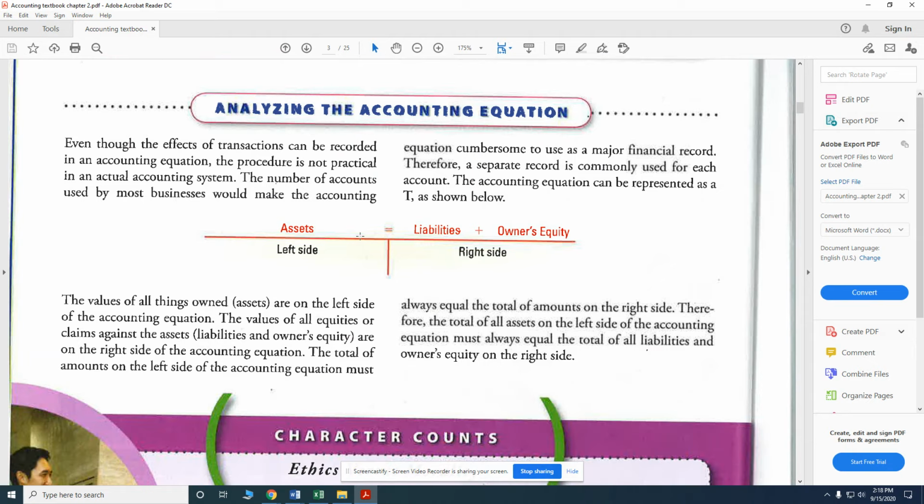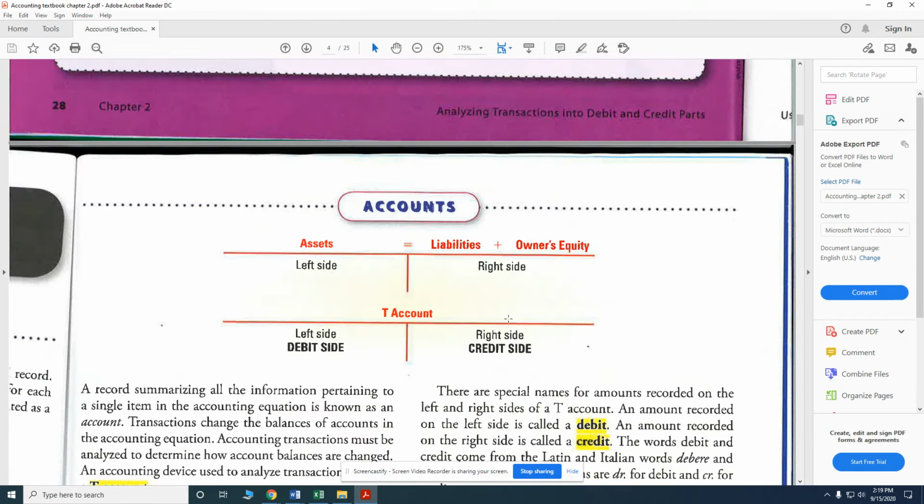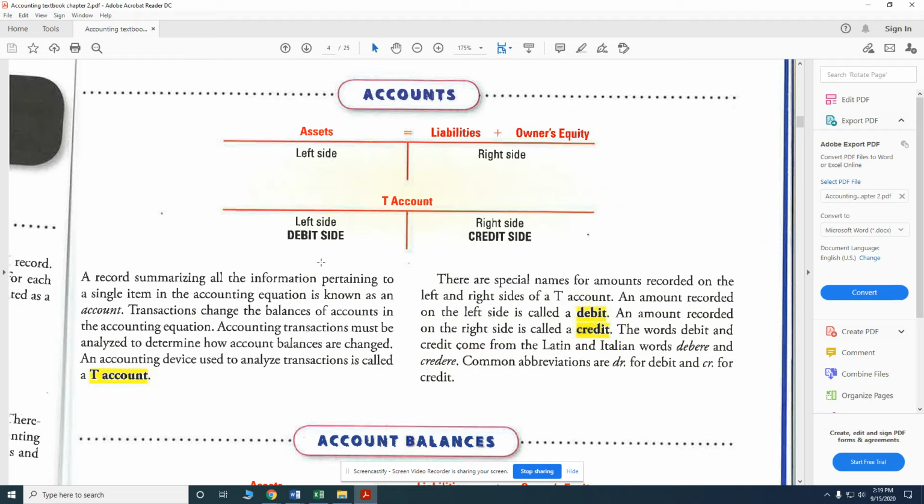So using T accounts, as you can see, this is a T. Helps us to analyze the transactions. Assets on the left, liabilities, owner's equity on the right. The left side of the T account is called the debit side. The right side is called the credit side. So a T account represents an account. So we use this to analyze transactions. Every account is going to have its own T account. So all you need to know is that the left side is the debit side, the right side is the credit side of any account.